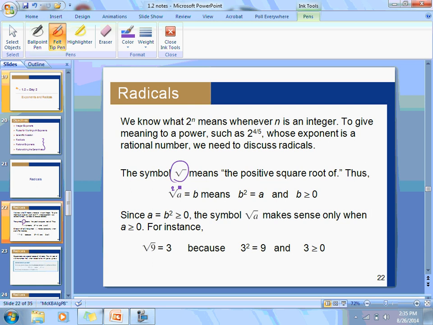So what that means is that the square root of a is b, and if that's true, then b squared is a. Okay, so that would be like the square root of 25 is 5, and 5 squared is 25. And that's kind of what they illustrate at the bottom here. The square root of 9 is 3, and 3 squared is 9.